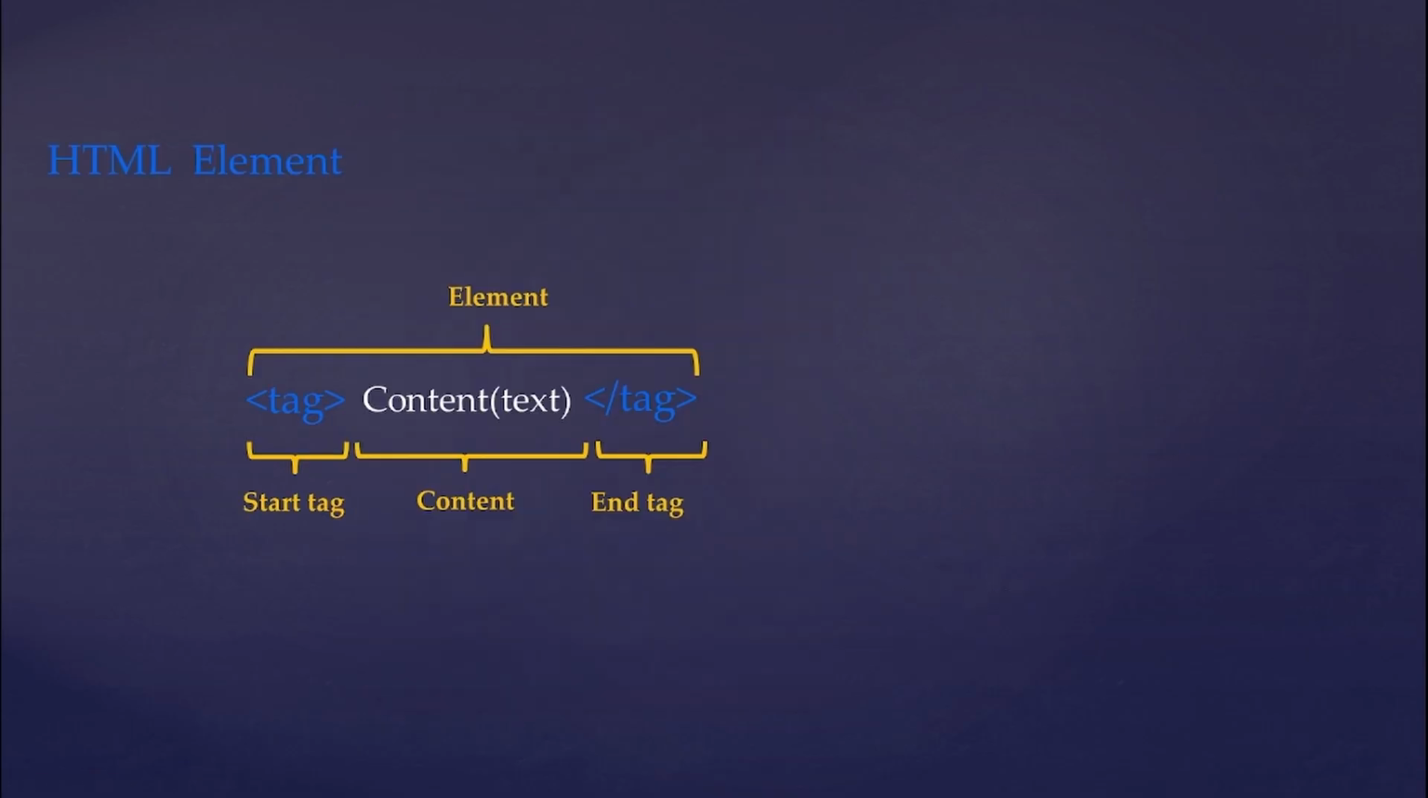Now let's understand the structure of an HTML element. It contains a start tag, an end tag. In between these tags, we can write the content which we want to display in the websites. I hope you are ready with the basics. Now let's build your first website.